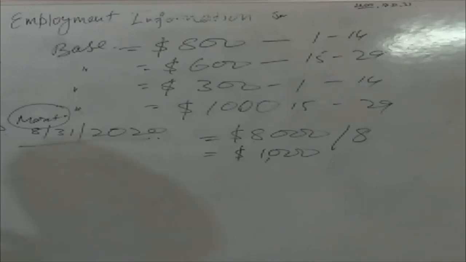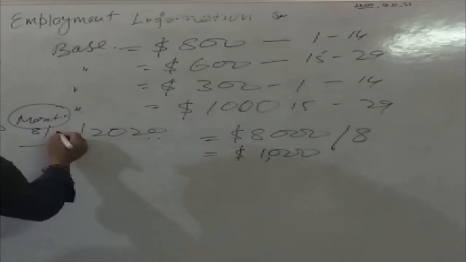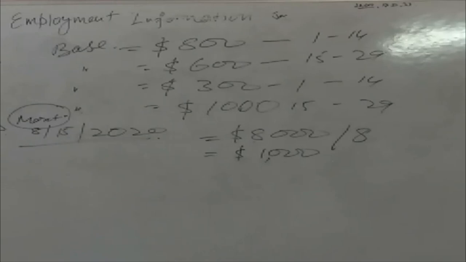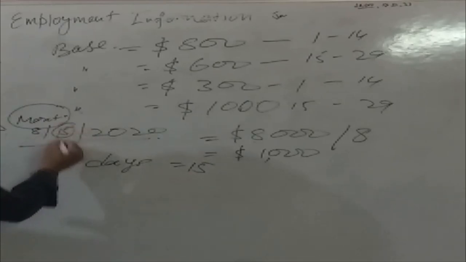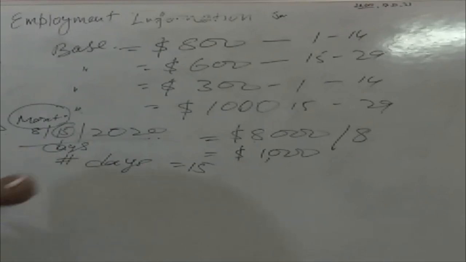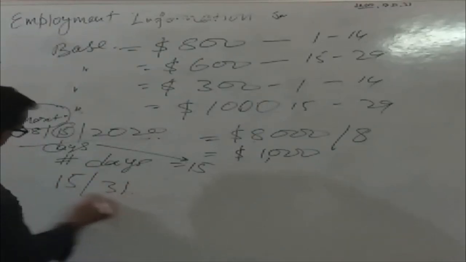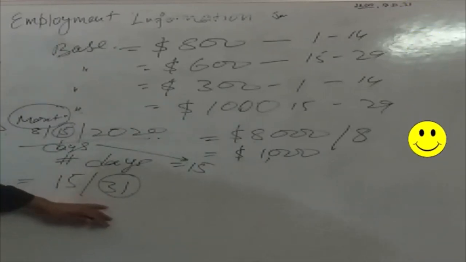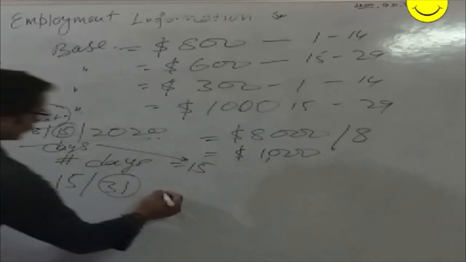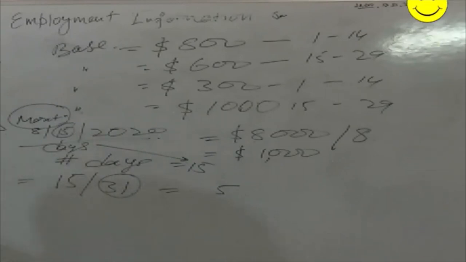Let's suppose, what if it's not 8/31, but maybe 8/15. In that case, how are we going to calculate this average income? First, we need to convert this 15 into a month. Maybe the number of days is 15. These are the number of days, 15, and what is the total days in a month? 31 in the month of August. So 15 divided by 31, right? 31 are the days and 15 are the days he worked out of 31. If we divide 15 by 31, it is going to be around 0.5.